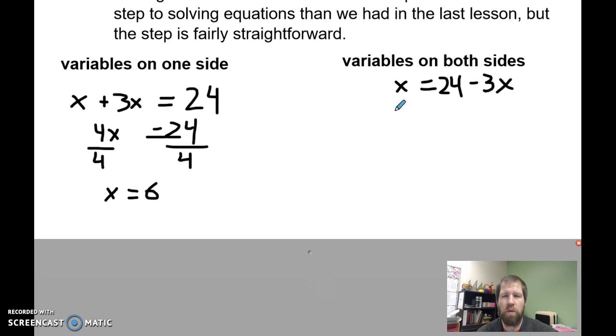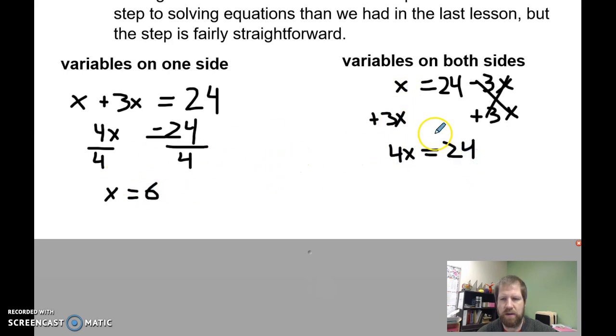Won't make a huge difference because you'll still probably have to divide by a number to isolate it, or once it's isolated, divide by a number to solve it. But it's just easier to eliminate those negative values at the start. So that's what I'm going to do. I've got to get my variables to the same side. I'm going to choose this side to move them to because this is a negative. So I'm going to add 3x. Add 3x. That cancels. X plus 3x is 4x equals 24.